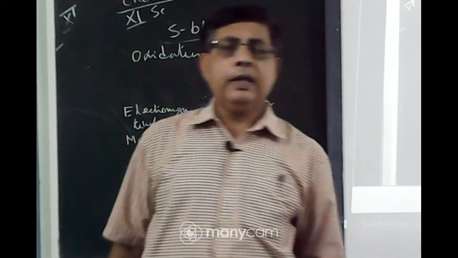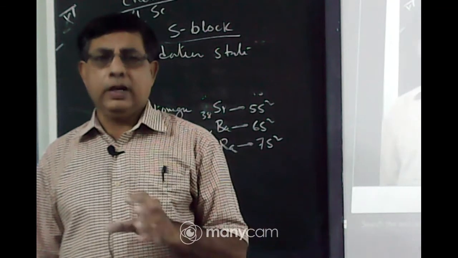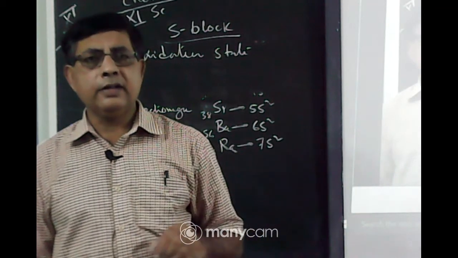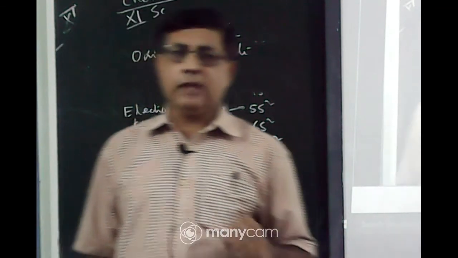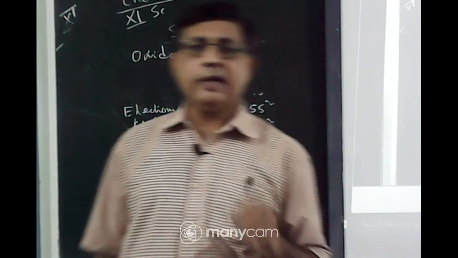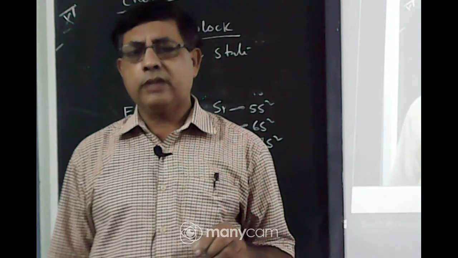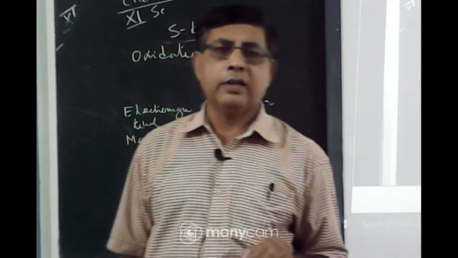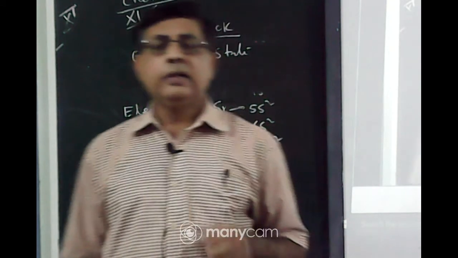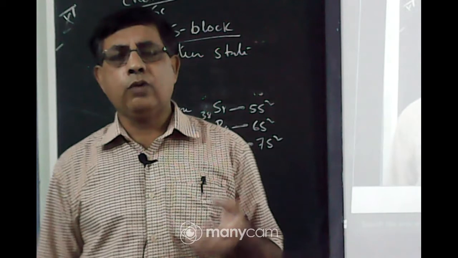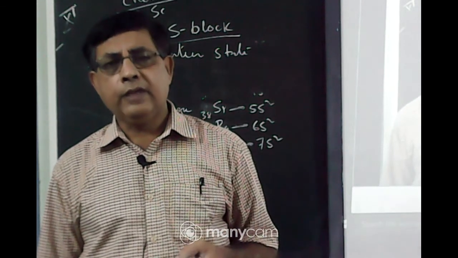How? Say Mg+ and Mg2+. Mg2+ has greater charge and smaller size. So due to the greater charge and smaller size of Mg2+ as compared to Mg+, the lattice energy will be high. This high lattice energy in the solid state compensates the higher second IP value.